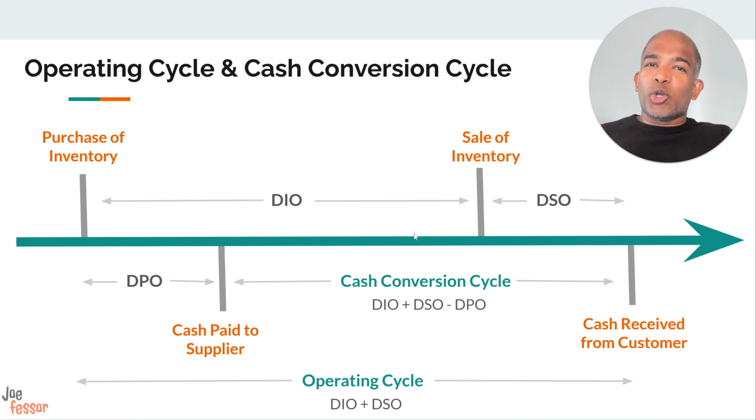In essence, the operating cycle tells you how long it takes to sell inventory and collect the cash. The cash conversion cycle tells you how long the company needs to finance that process. A shorter cash conversion cycle is generally better because it frees up cash for other purposes.